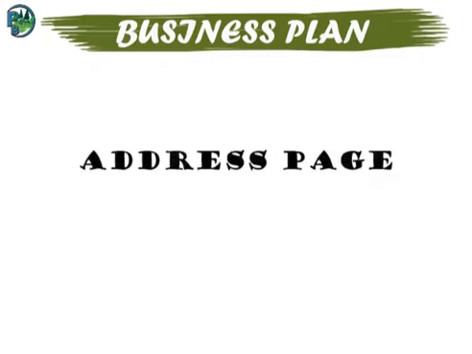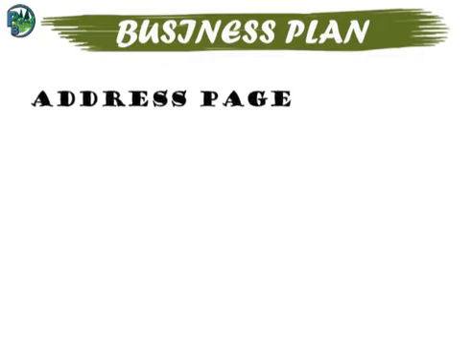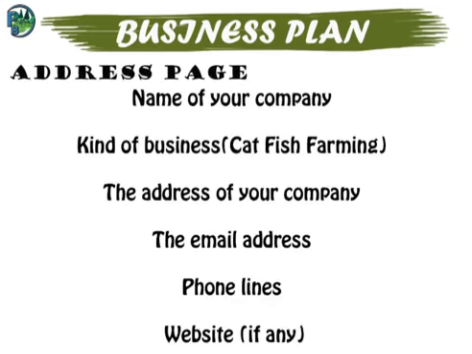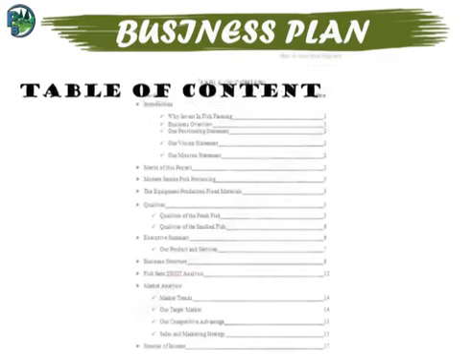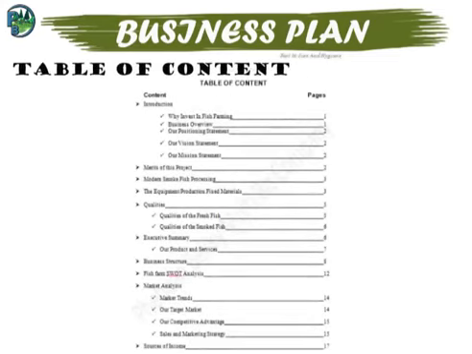Address page. This page is to have the name of your company, kind of business, the address of your company, the email address, phone lines, websites, if any. Table of contents. This is a list of the headings and subheadings with their corresponding page numbers.